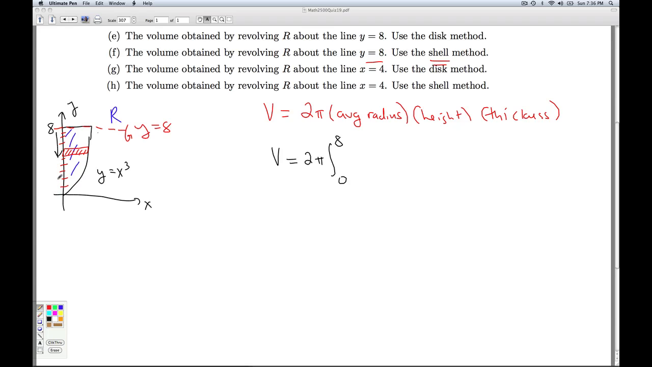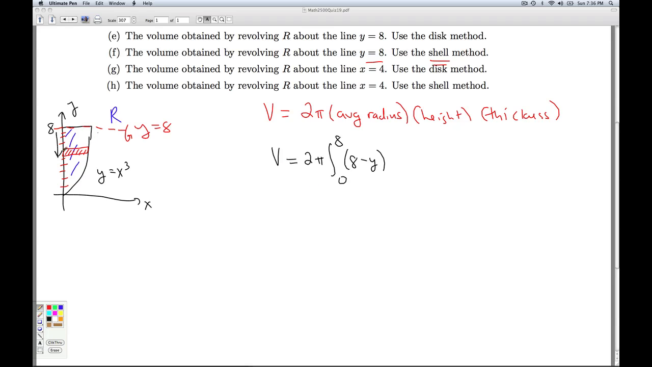So for example, if I'm at y equals 1, I'm 7 units away from 8. If I'm at y equals 2, I'm 6 units away from 8. If I'm at y equals 5, I'm 3 units away. So if I'm at some y value, I'm 8 minus y units away.